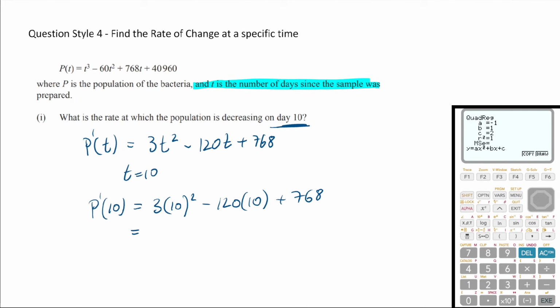Okay, so let's grab that out real quick. We need to go back to our main menu, of course. So 3 times 100 minus 120 times 10 plus 768. There we go. We're going to get minus 132. So this is the rate of change.